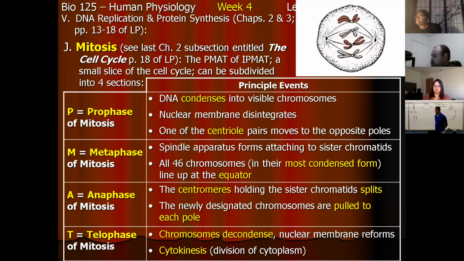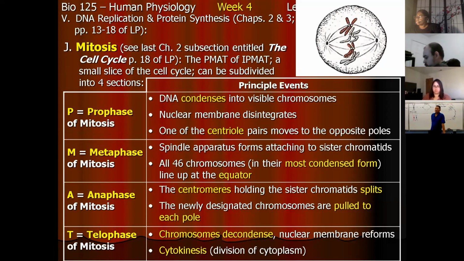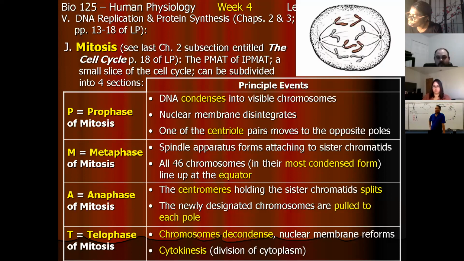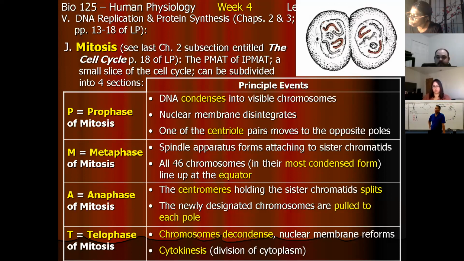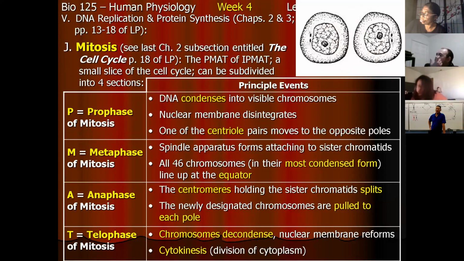Any questions? If you're starting with one cell with 46 and you're going to end with two cells of 46, you've got to double somewhere, and you double in anaphase.